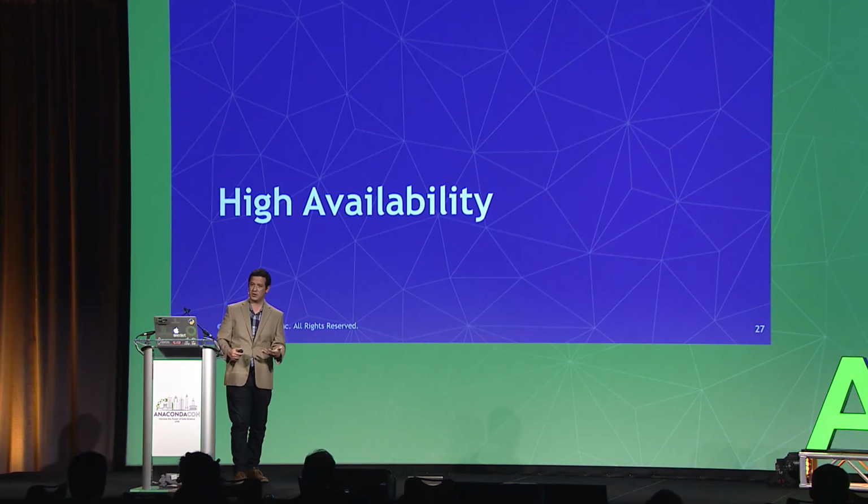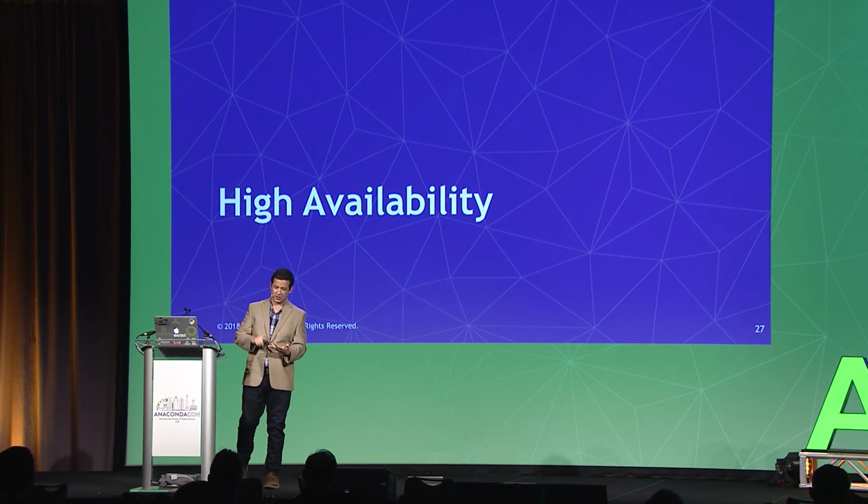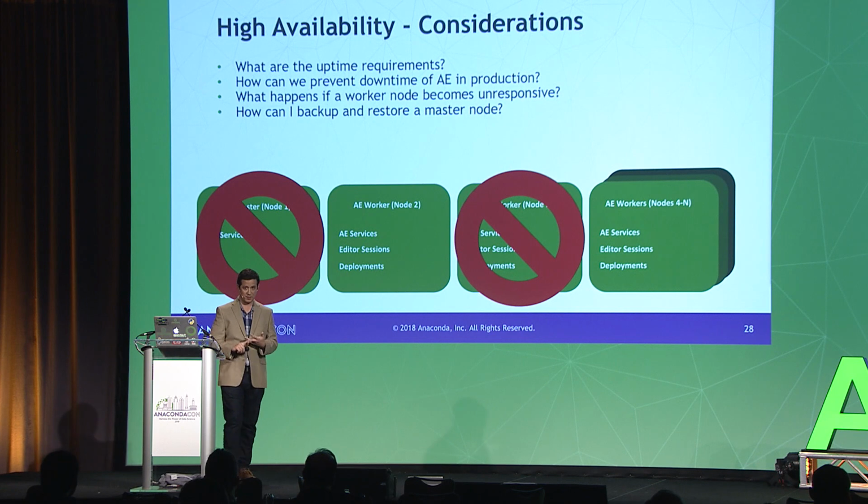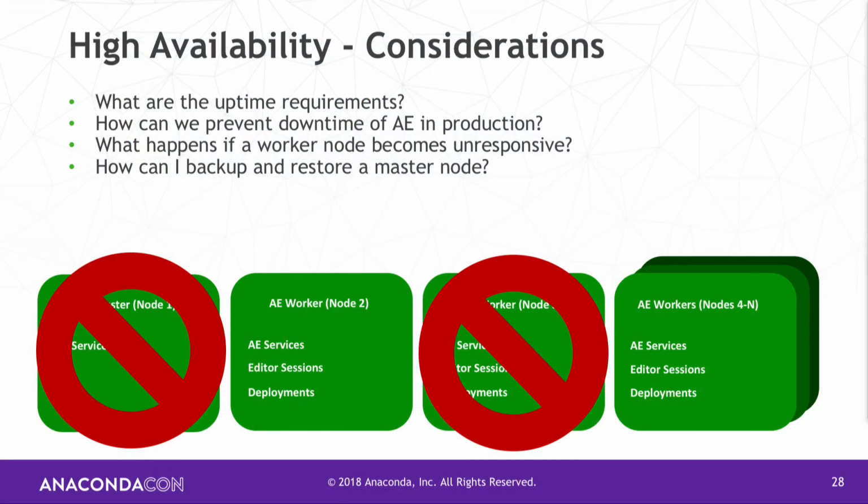Next is a big topic for us, high availability. For onboarding so many repository users and collaborators and consumers, how do we make sure that Anaconda Enterprise is up and running all the time as much as we expect it to? When you're thinking about high availability for your organization, there's no standard, it's different for every organization, but we think about what the uptime requirements are, and how we prevent the downtime of AE in production, of either the repository or sessions or long-running deployments that other applications or people are consuming.